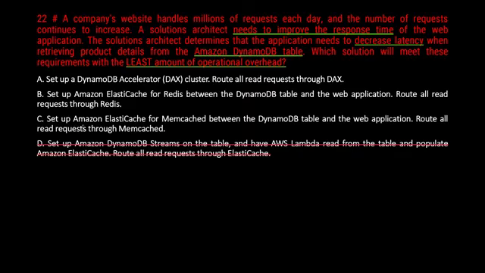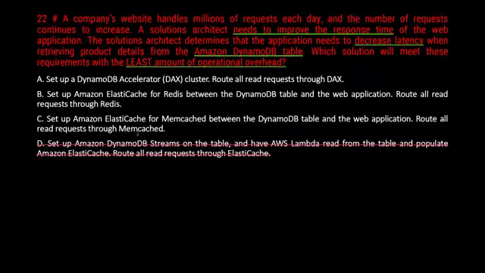Then we have setting up ElastiCache for Memcached between DynamoDB and the web application. Okay, this is a little better than the previous one at least. It's just putting an ElastiCache Memcached between DynamoDB and the web application and routing all read requests through Memcached. This will work, but the problem is that when you use Memcached, you have to refactor your code. It is a big overhead. Okay, but we'll leave it. Let's explore the others. This one is talking about Memcached and this one is talking about Redis, so both are kind of similar.